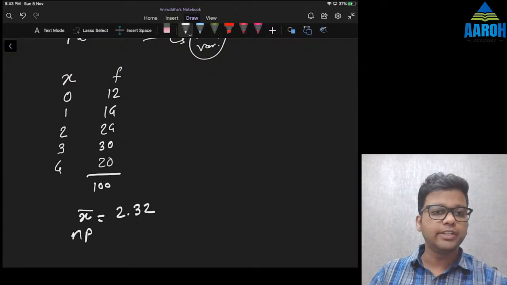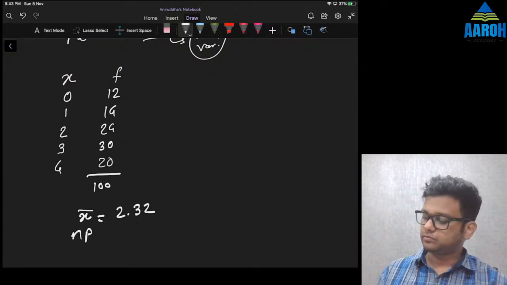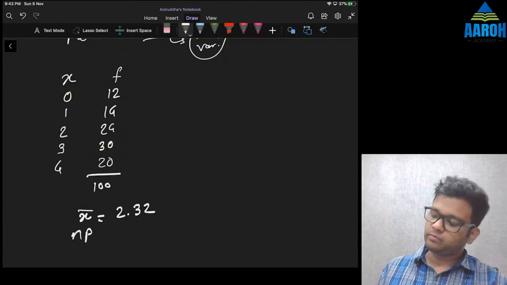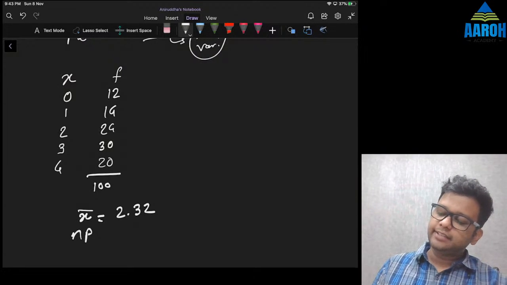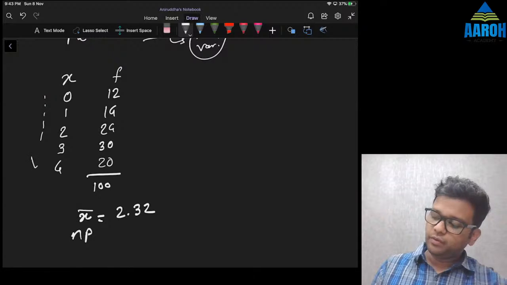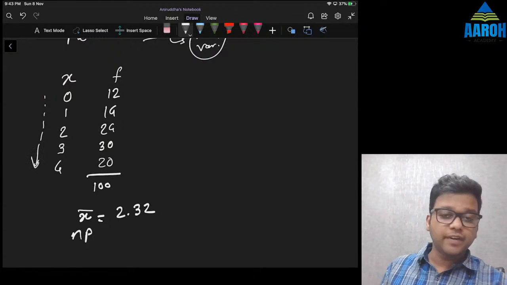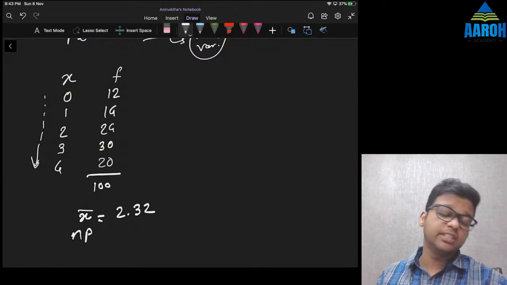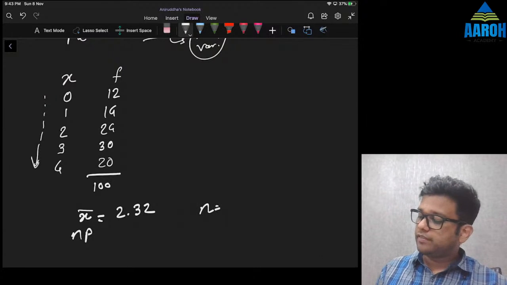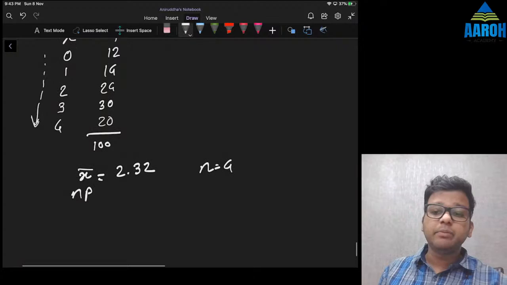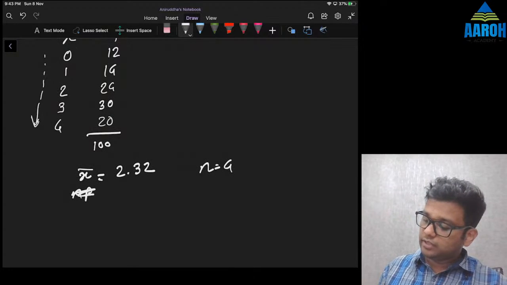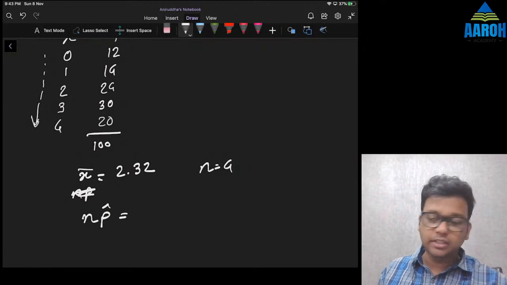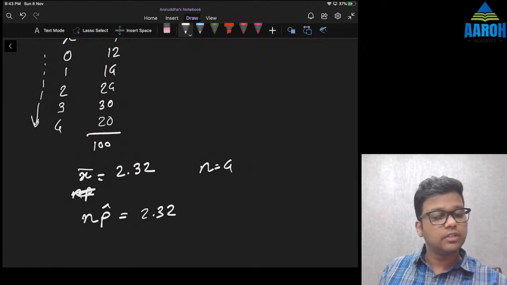Check if you're getting 2.32. And since x is going from 0, 1, 2 up to 4, we can say that if the binomial distribution is applied to this, then the number of trials will be 4, right? So then we can estimate the probability, that is, n into the estimated value of probability, that is the mean, is 2.32. Correct, good.